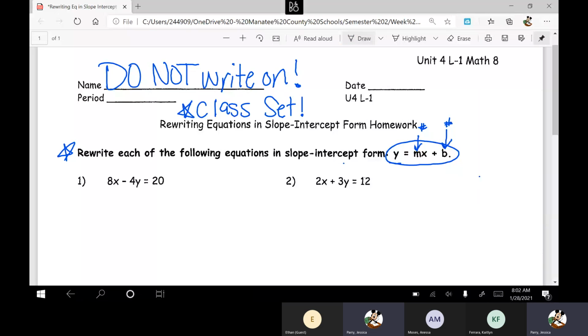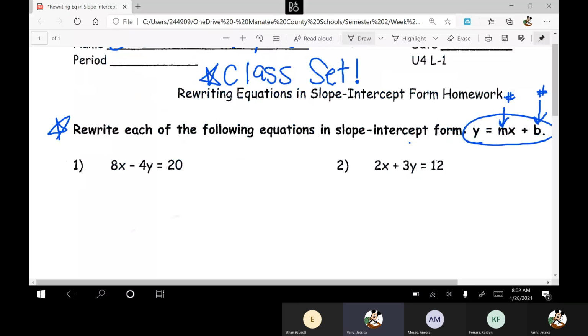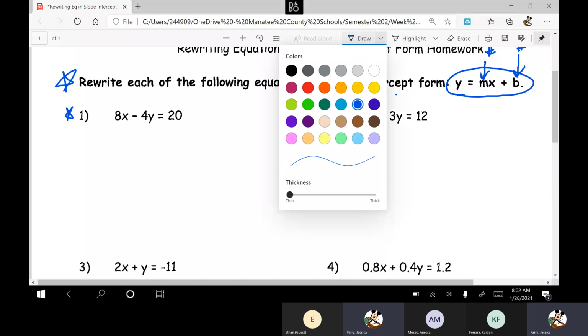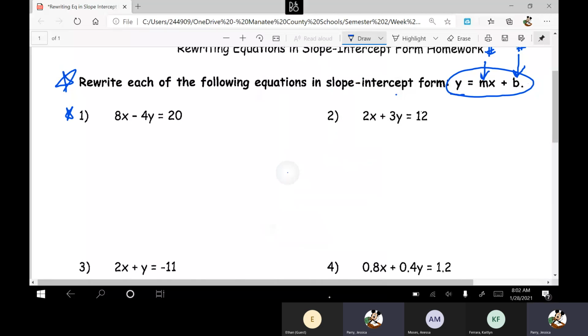Okay, so let's go through, and we're going to do a couple of them together, just to refresh your memory on what we did on Tuesday. First one we'll do here is number 1. Currently, it says 8x minus 4y equals 20. If it helps, you can circle the variable that you're solving for.